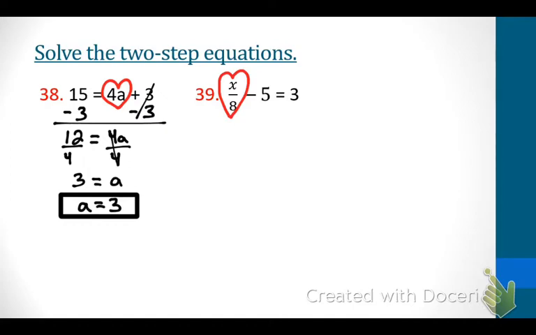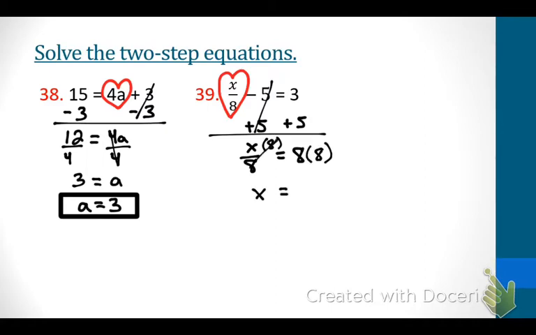Minus 5. Okay? And you have plus 5 on both sides. We're going to add 5 to both sides. On the left side, Peyton, what do I drop down? X divided by 8. X divided by 8 equals? 8. How do I get x by itself? Multiply by 8. Multiply by 8 on both sides. And x equals 64. If that's not what you got, please go ahead and fix it for me.